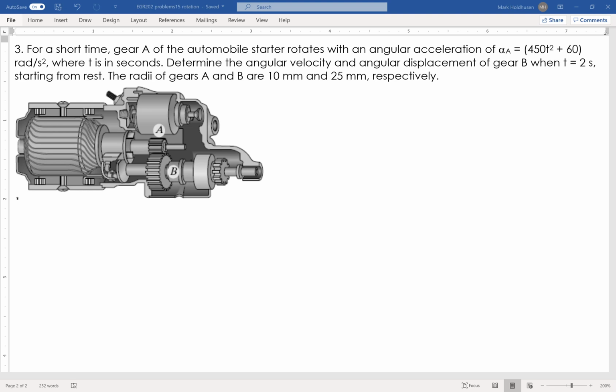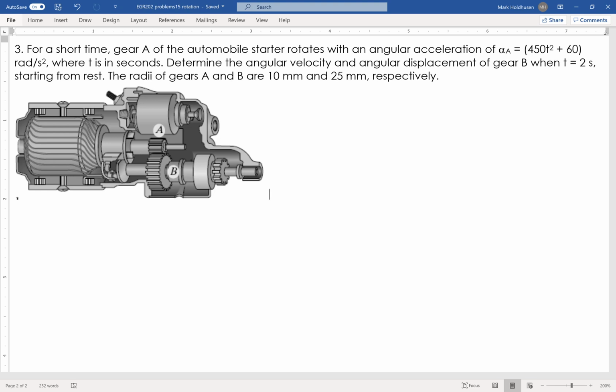Okay, so here I've got gear A starts spinning with an angular acceleration given. I'm trying to figure out the angular velocity and angular displacement of gear B at 2 seconds. So what I'm going to do is first find the angular velocity and displacement of gear A and then use the gear ratio to figure out what's going on with gear B. So we're going to start with some calculus.